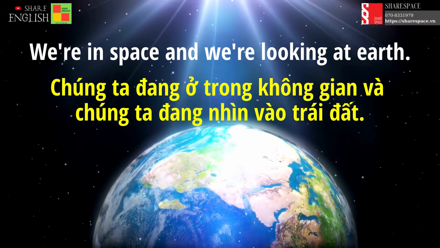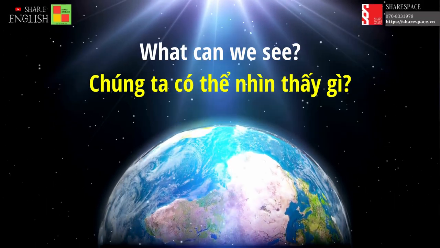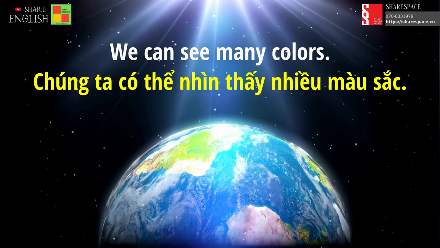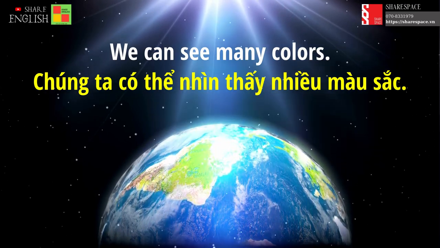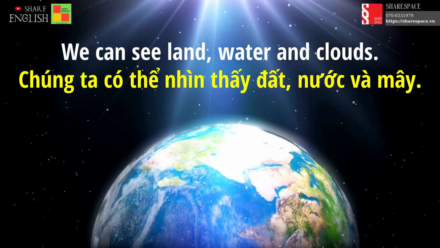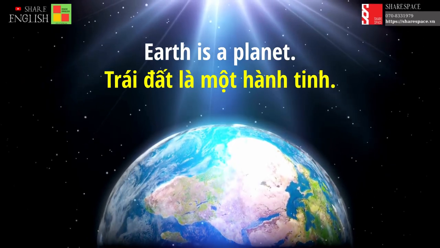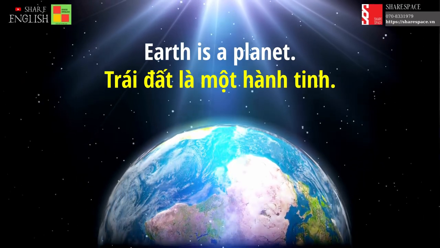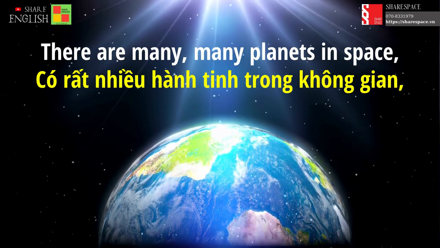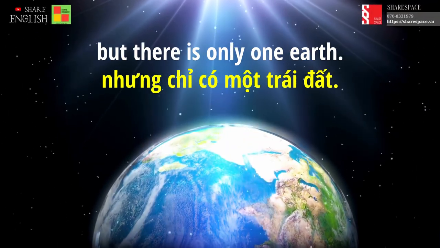We're in space, and we're looking at Earth. What can we see? We can see many colors. We can see land, water, and clouds. Earth is a planet. There are many, many planets in space, but there's only one Earth.